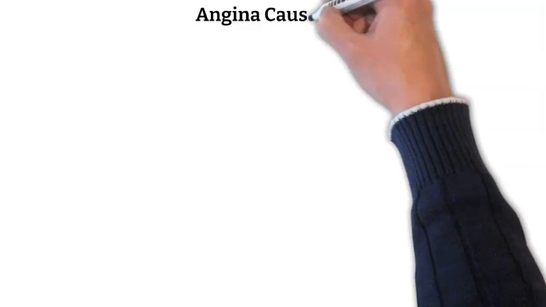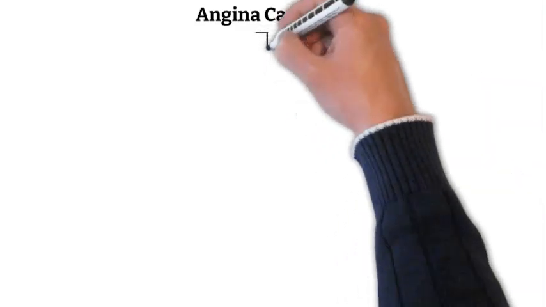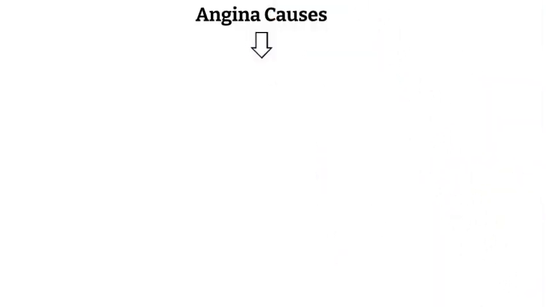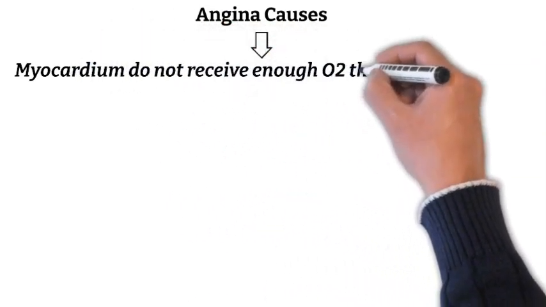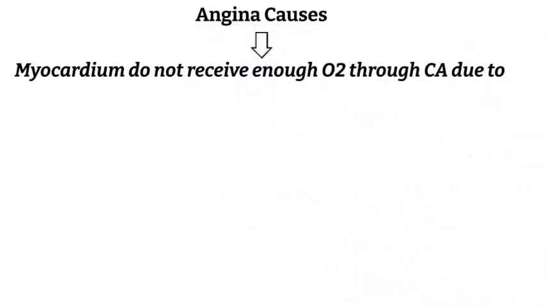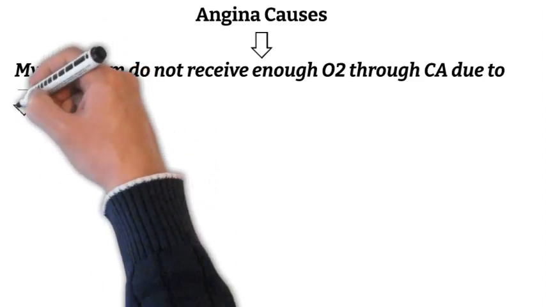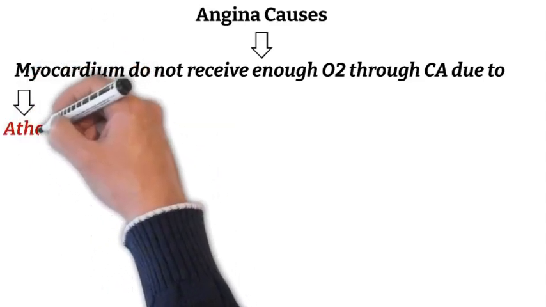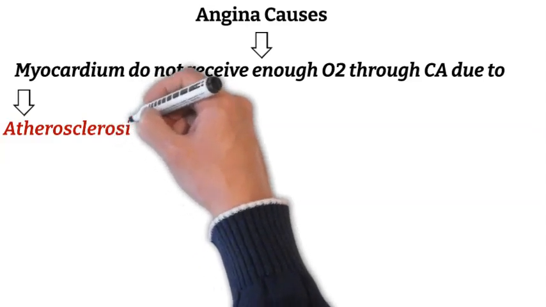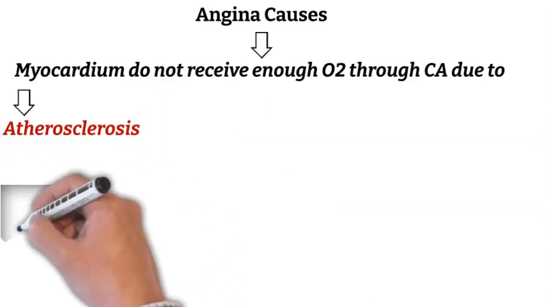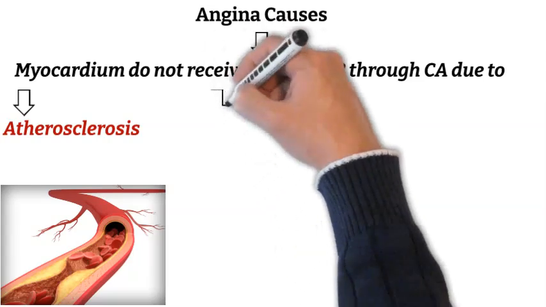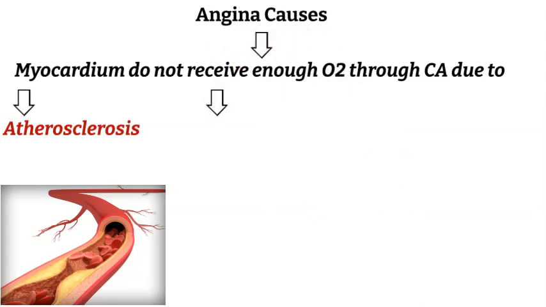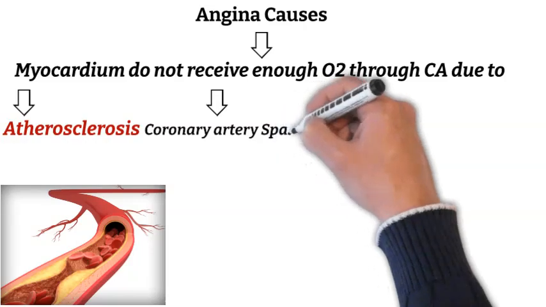Let's talk about the causes of angina. Myocardium, which is the heart muscle, does not receive enough oxygen or blood flow through the coronary artery due to the following causes. First, atherosclerosis. Here is the picture for atherosclerosis. You can see the yellow plaques, they are atherosclerosis.